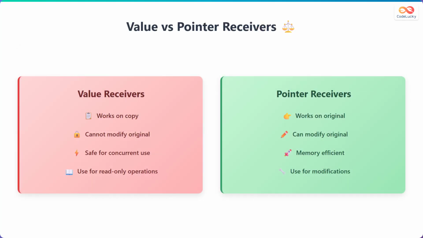Let's compare value receivers and pointer receivers. On the left, the value receiver works on a copy of the struct and cannot modify the original. It is safe for concurrent use and is typically used for read-only operations. On the right, the pointer receiver works on the original struct and can modify it. It is memory efficient and is used for modifications.